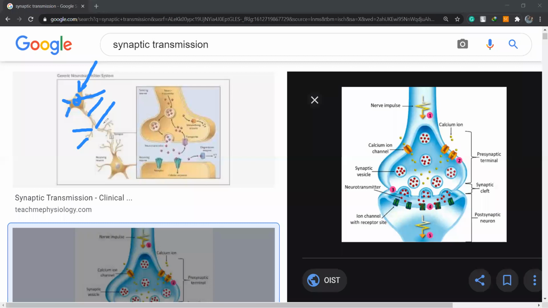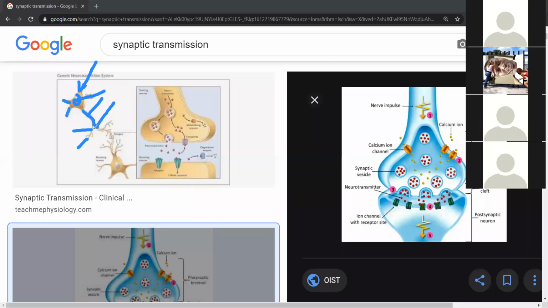Beneath the axon. This long bar is the axon. So what other structure is beneath the axon? That's the terminal button, also known as the presynaptic membrane. I remember I told you last week.